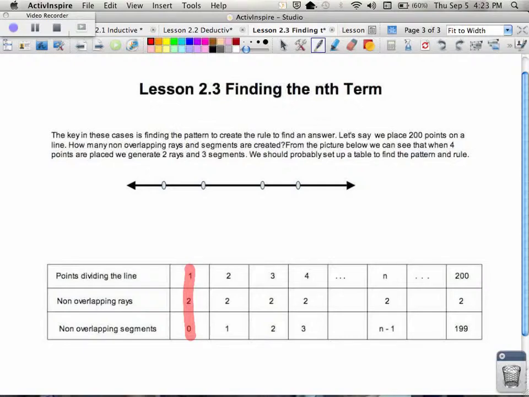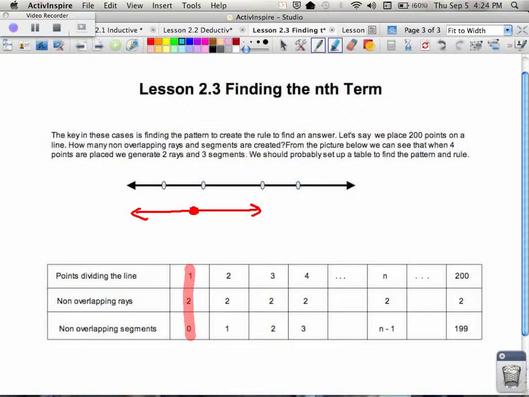So in this red line that I'm going to draw first, here's my red line. If I put 1 point on that line, what I notice is the 1 in the chart corresponds to the points on the line. Secondly, I notice that there are 2 rays, one to the left and one to the right. And oh, look, there are no overlapping segments. So that's where the 0 comes in. Okay, well, let's move on then.